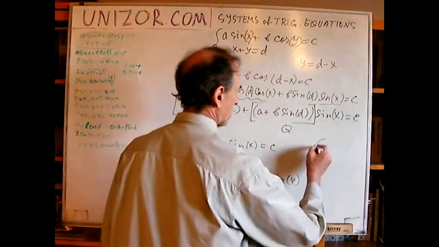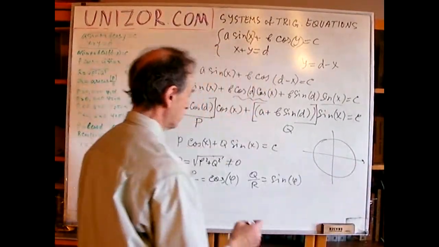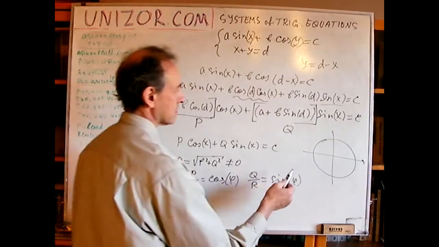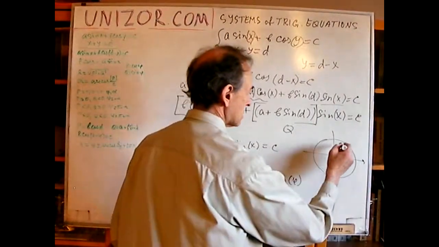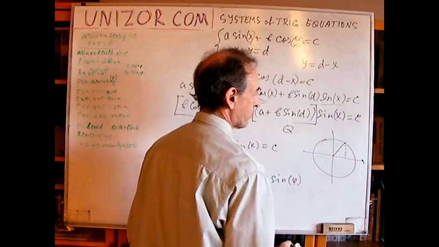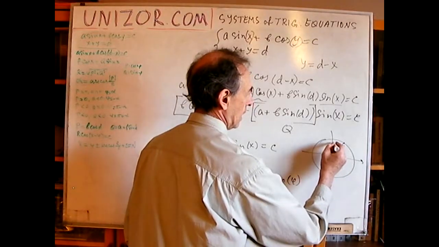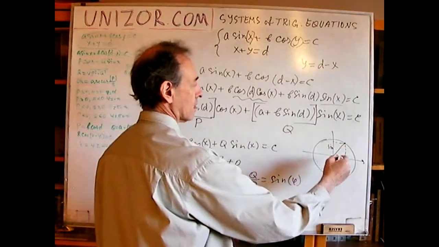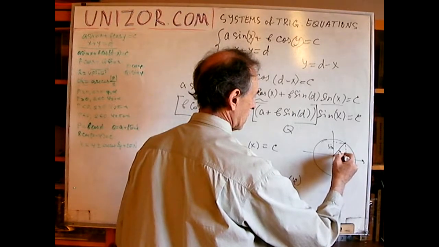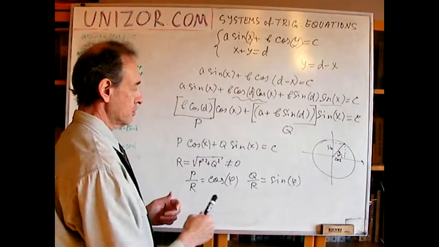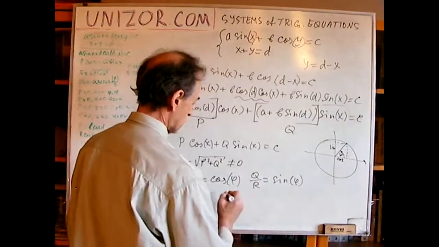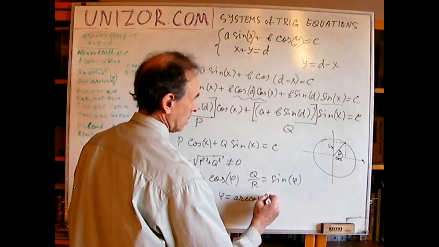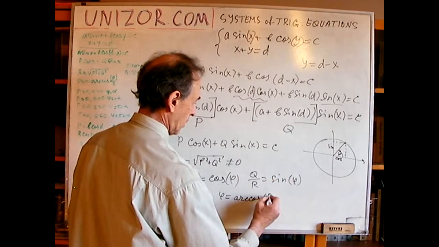Well, let's think about it this way. If both p and q are positive, now r is always positive, so cosine and sine are positive. Now cosine, as you remember, is the abscissa of this point, and the ordinate is the sine, if this is a unit circle and this is an angle phi. All right? So if p and q are positive, then I can actually say that phi can be arc cosine of p over r.